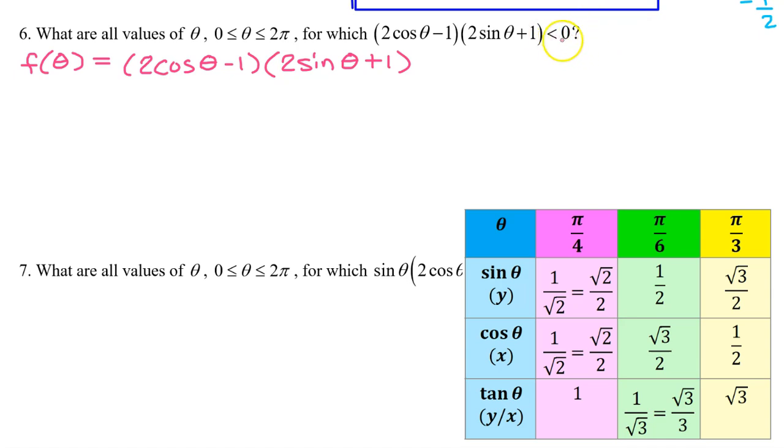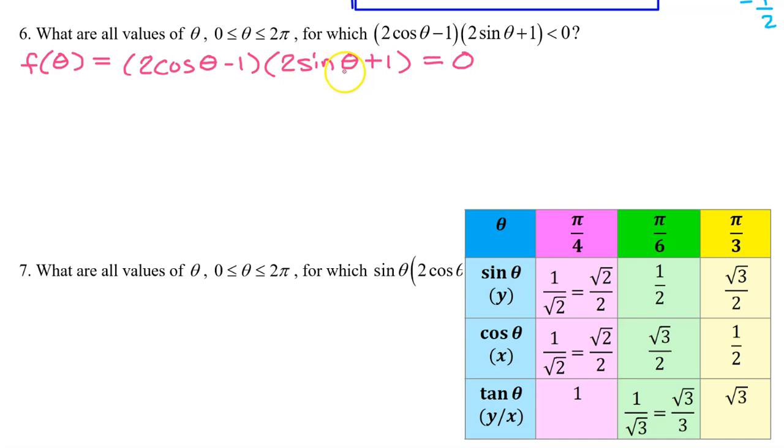Make sure you have 0 on one side like this, and then call the other side of the inequality f of theta, so we can refer back to it later. Now, ultimately we need to find where f of theta is less than 0. But we're going to begin by finding where f of theta is equal to 0.